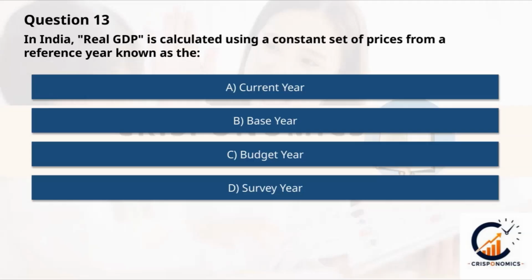When we talk about real GDP in India, we're referring to a measure that adjusts for inflation by using prices from a specific reference point. This reference point is called the base year. It's the year whose prices stay constant, allowing us to compare economic output over time without price changes distorting the picture. So, the base year is key. It's the foundation for calculating real GDP accurately.